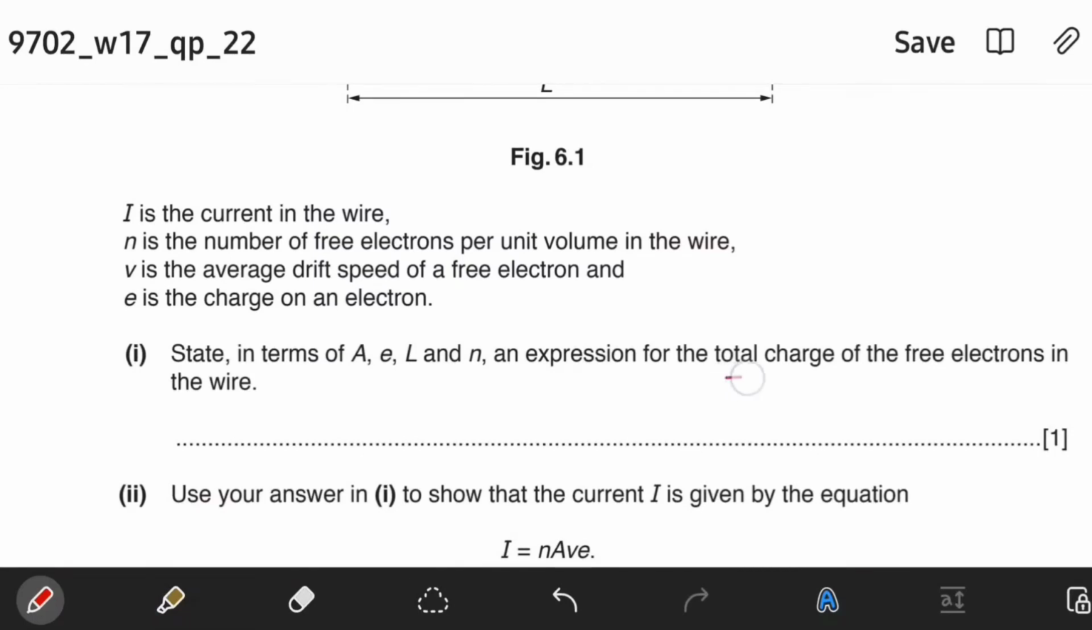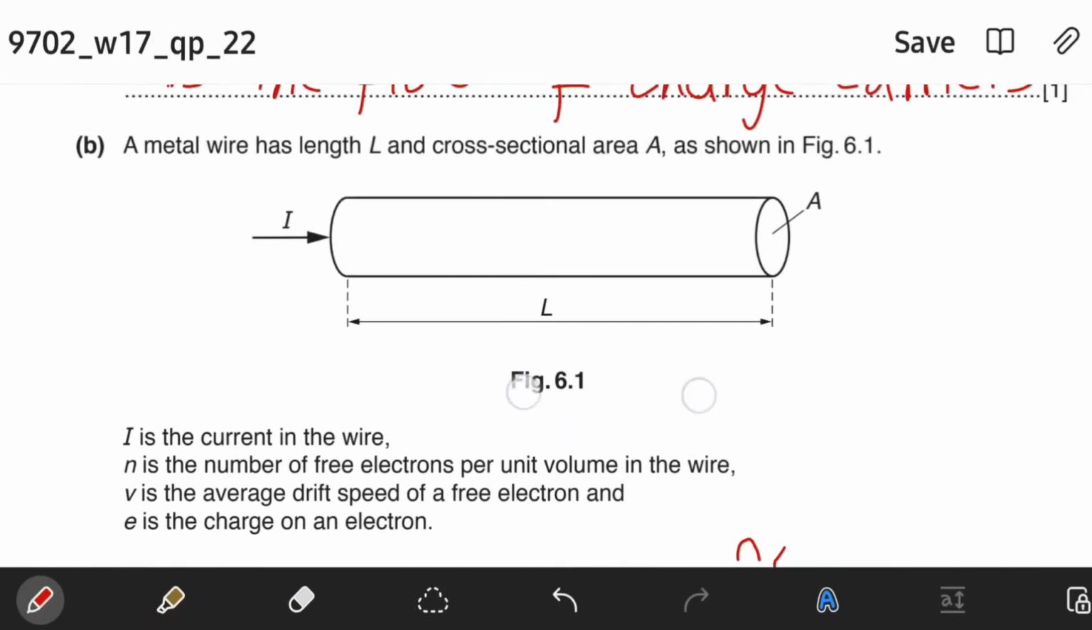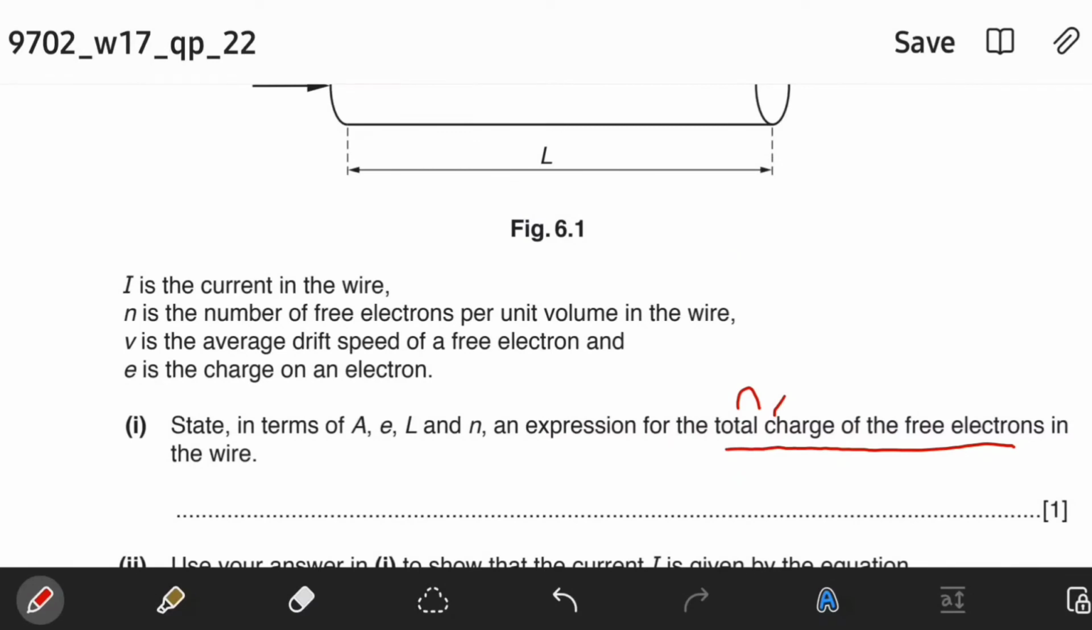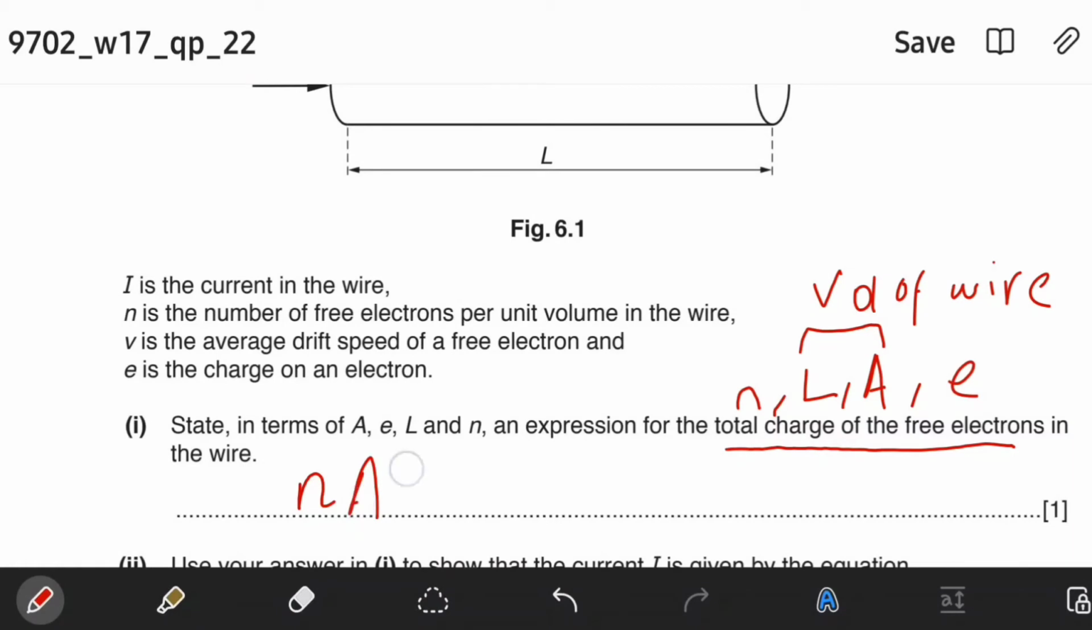Okay, so for total charge of free electrons, you obviously need to have the number of charges, right? And then you need to know the volume of the wire, right? The volume of the wire could be L, the length, and A, which is the cross-sectional area. This gives you the volume of the wire. And lastly, you have to put in the charge on a single electron, e. So simply you are going to write n, A, L, which is the length, and e.